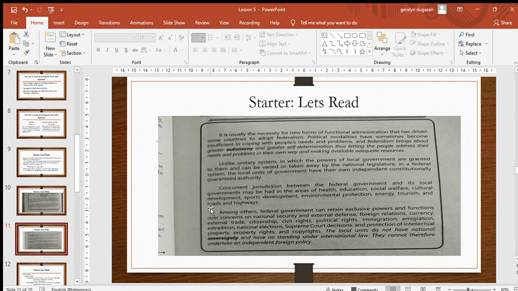The local units do not have national sovereignty and have no standing under international law. They cannot therefore undertake an independent foreign policy.